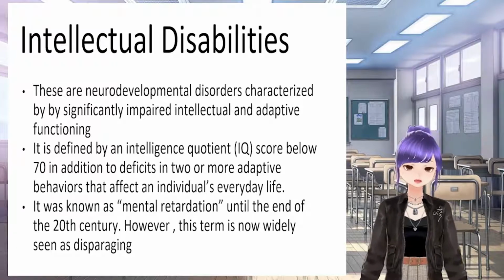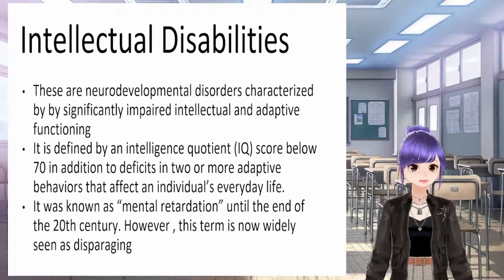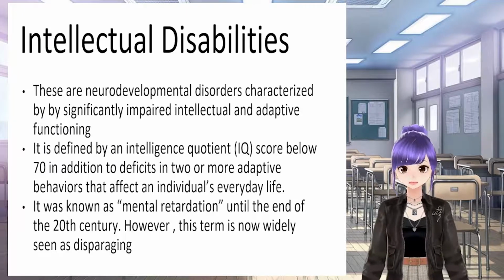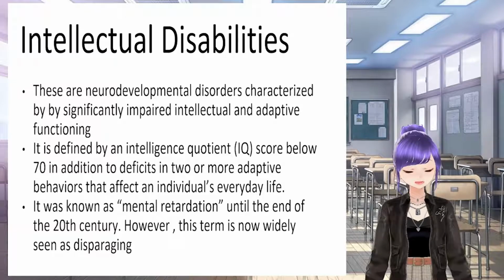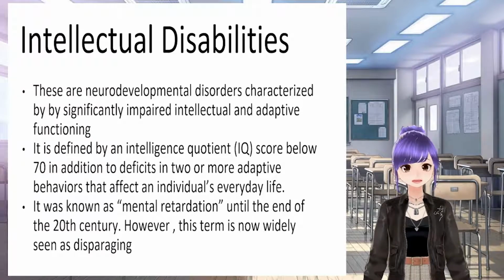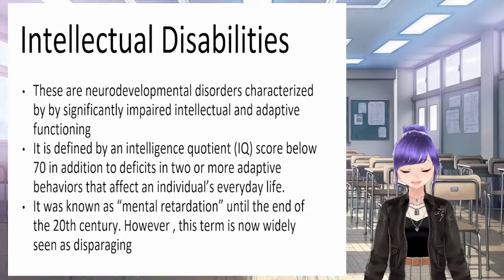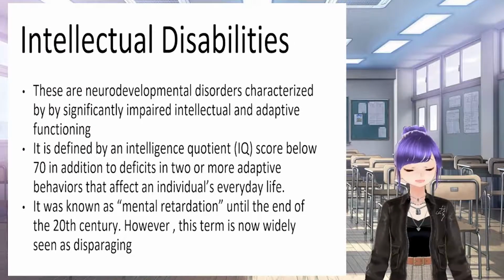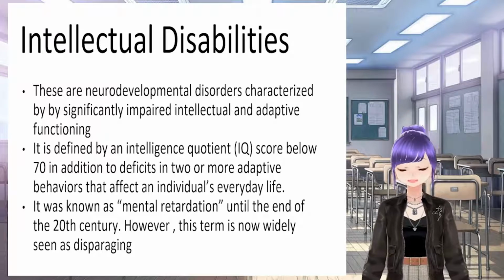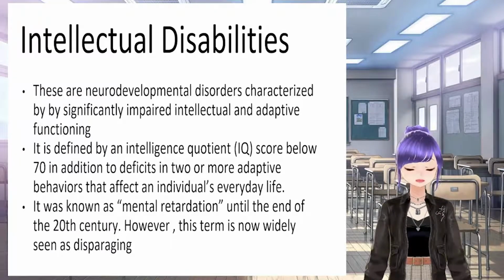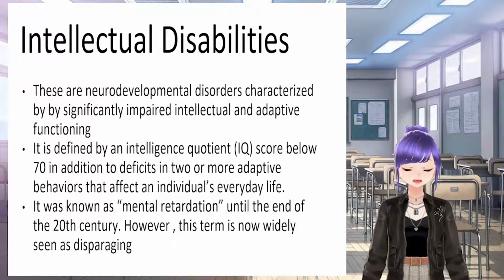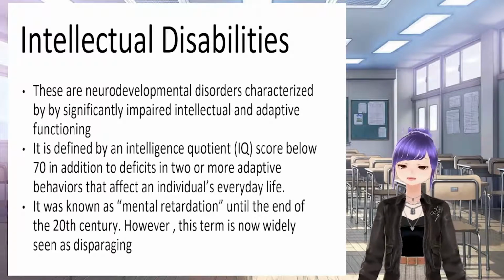It was known before as mental retardation until the end of the 20th century. However, this term is now widely seen as disparaging, so intellectual disability is preferred by advocates and researchers in most English-speaking countries. While the definition once focused almost entirely on cognitive ability, it now also addresses both mental functioning and functional skills. As a result, a person with unusually low IQ may not necessarily be considered intellectually disabled.